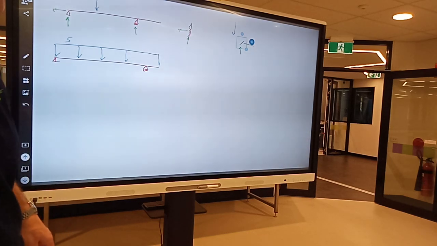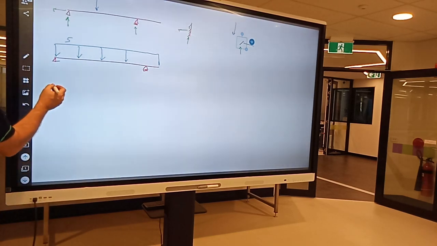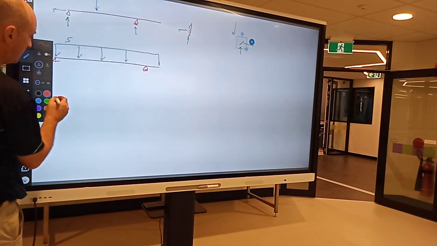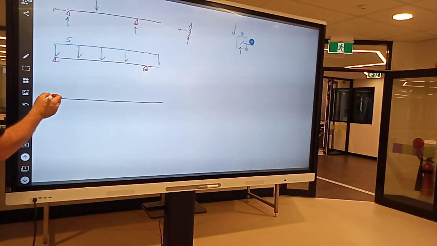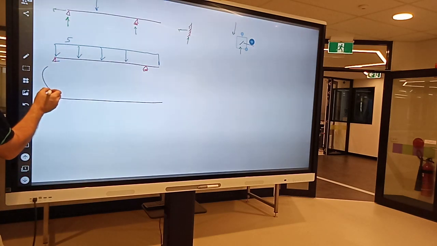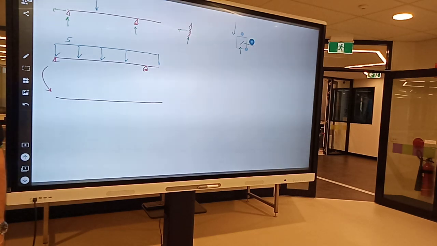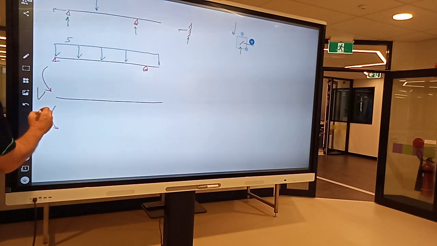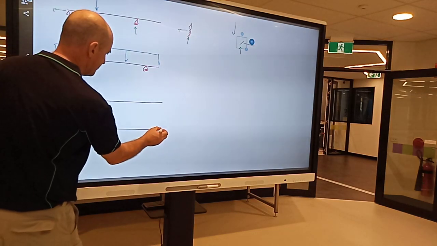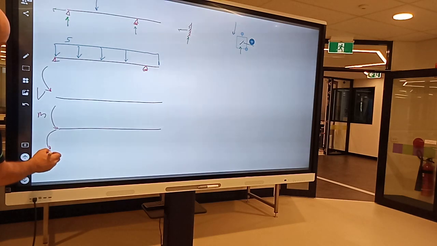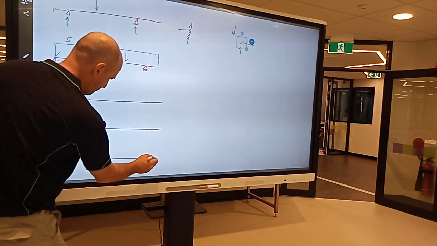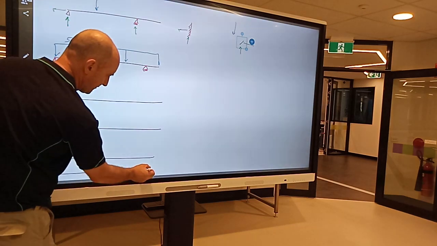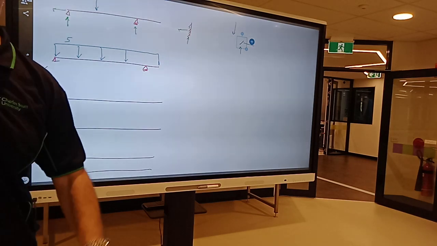First thing I want to do is work out the shear force diagram. If I integrate the load, I will get the shear force diagram. So I'll call that V. If I integrate V, I will get M, the bending moment. If I integrate the bending moment, I will get the curvature. And if I integrate the curvature, I will get the deflection, the deflected shape. Okay, let's step through each of those.